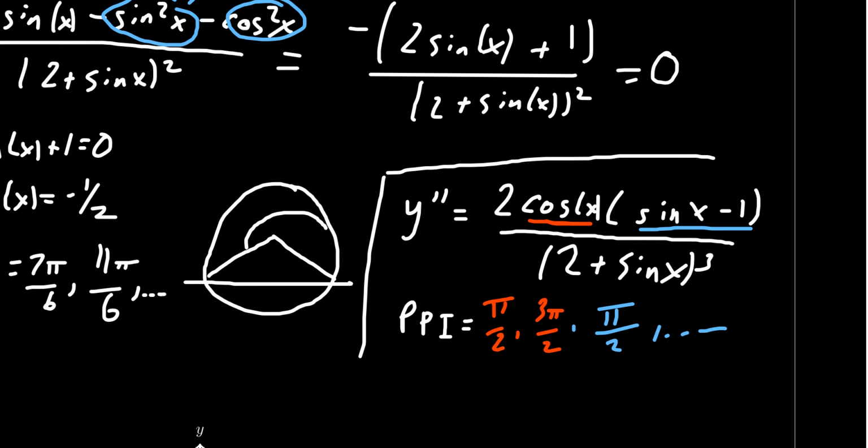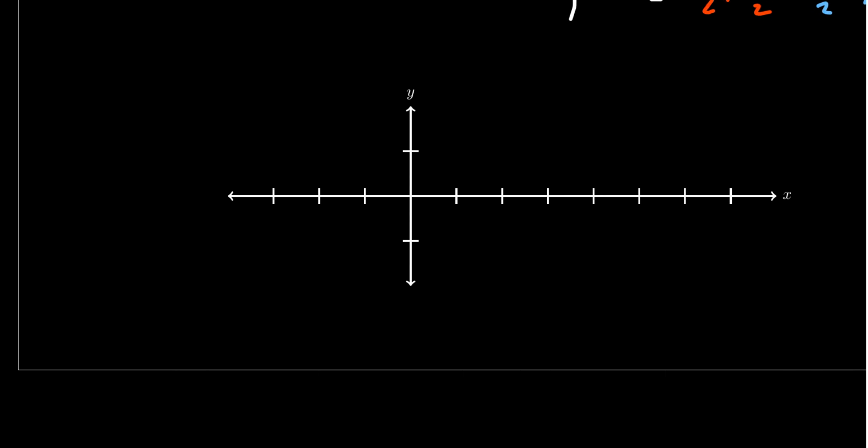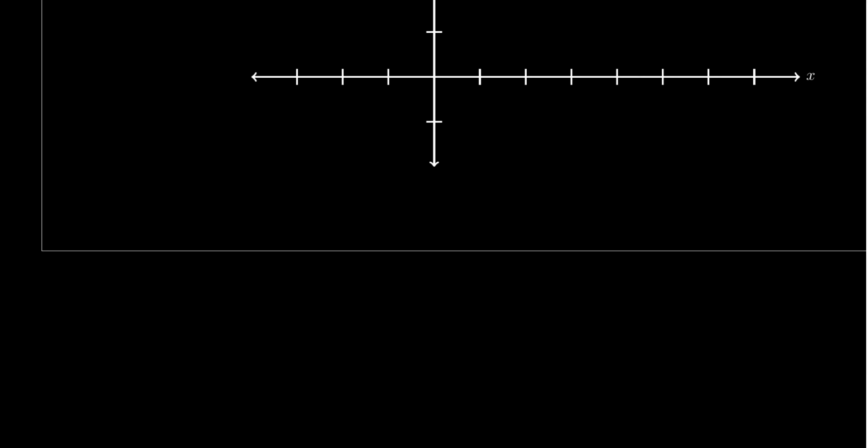Did I forget anything there? No, I think we're good. And so now let's build a sine chart using these critical numbers and these PPIs. I'm going to put it below our picture right here. So there was a lot of stuff. Let's keep track of it here. And so what do we have to worry about? So we're going to do one period.